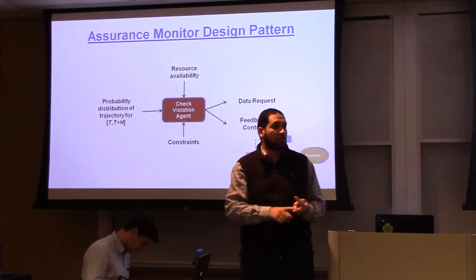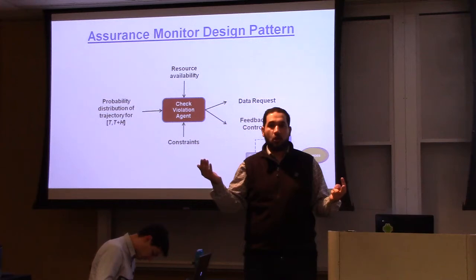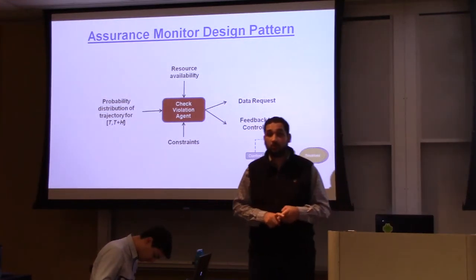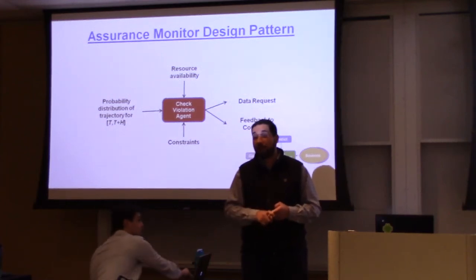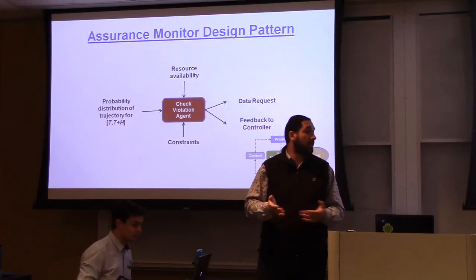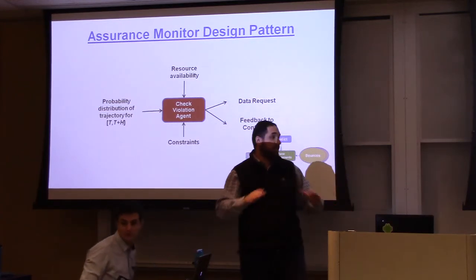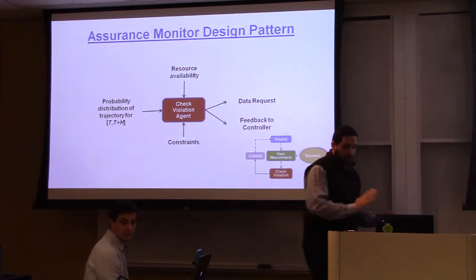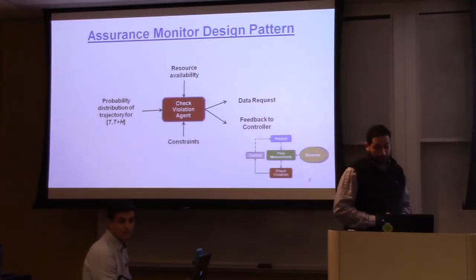For example, in the video I showed, it should lower the height of the drone, or something else. The other feedback to the controller is that it should continue working and we are safe. We have enough energy and we are fine, not breaking any constraints, to keep moving. So this is about the check violation agent.